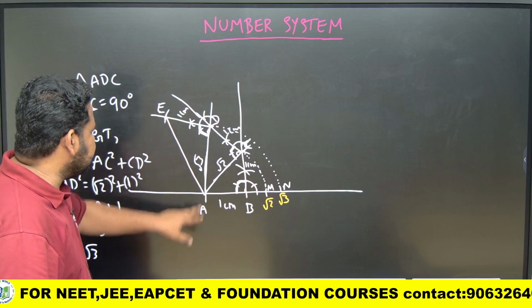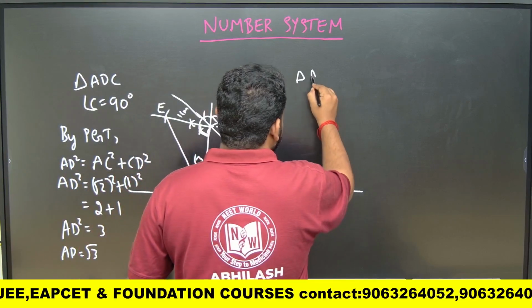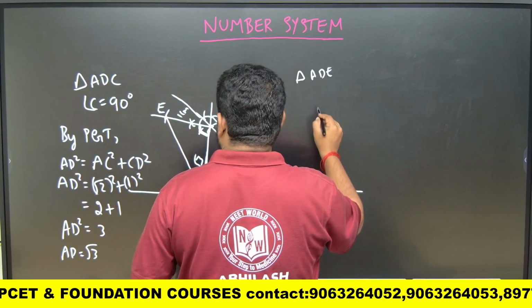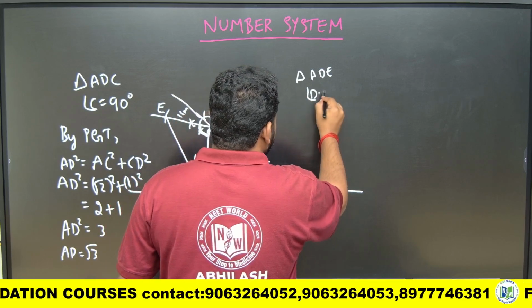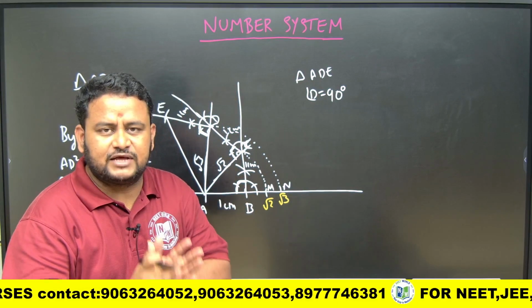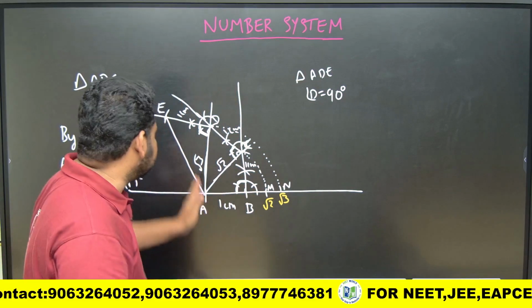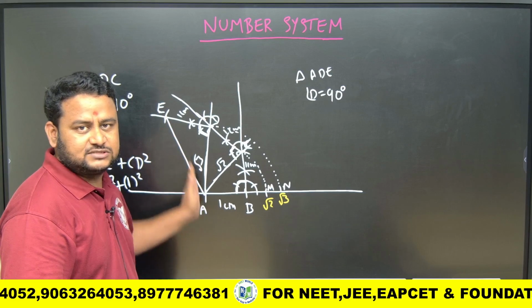Now in triangle ADE, which angle is 90 degree? Angle D is 90 degree. So which is the hypotenuse? The side which is opposite to the angle having 90 degree, that is the side opposite to D, that is AE. AE is hypotenuse.